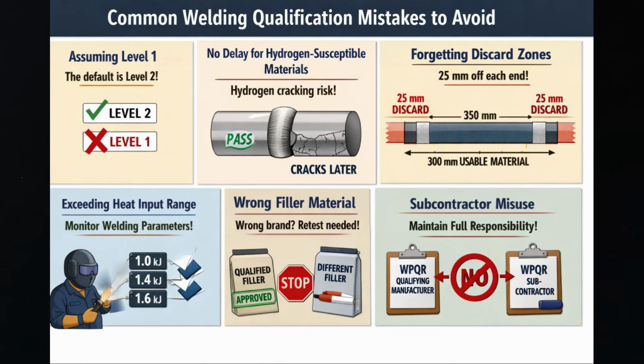Fourth, exceeding the qualified heat input range in production. Heat input creep, where welders slowly increase heat input over time without realizing, is a common cause of non-conformance. Regular monitoring of welding parameters against the WPS is essential. Fifth, applying a different filler material manufacturer than qualified at Level 2 for low-temperature impact applications below -20 degrees Celsius. This requires an additional test piece, not just a substitution.